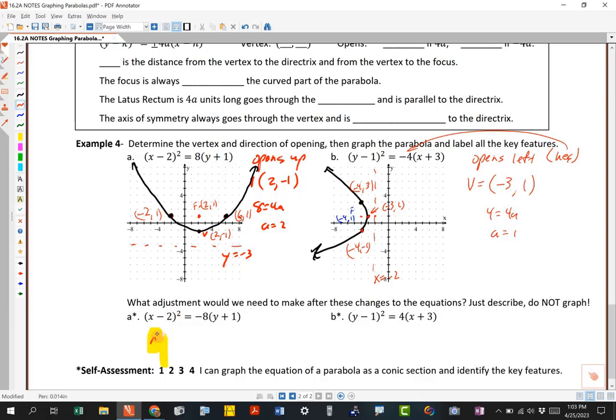So opens down. And then on this one, again, we've got y minus 1 quantity squared, we've got x plus 3. So it's going to have the same vertex, but this one's going to open in the positive direction. So this one opens to the right. Okay, and that's all we need to know.